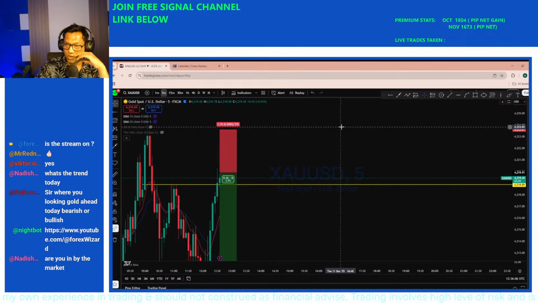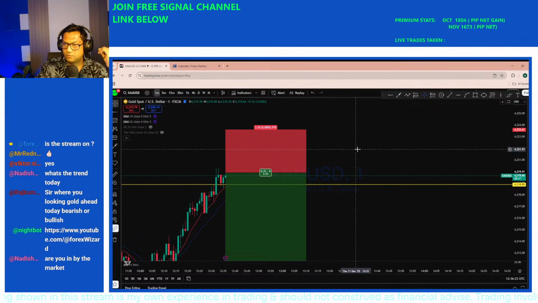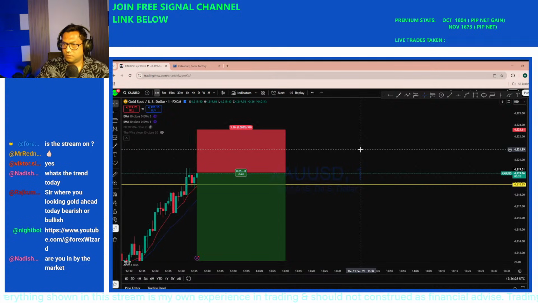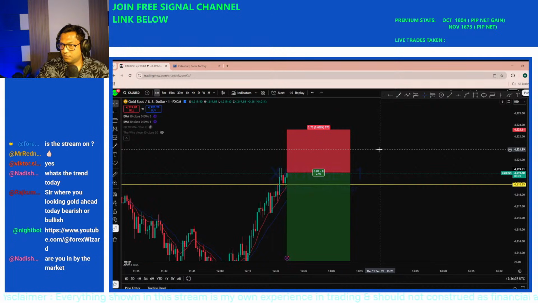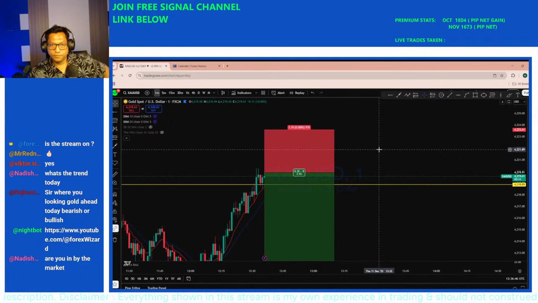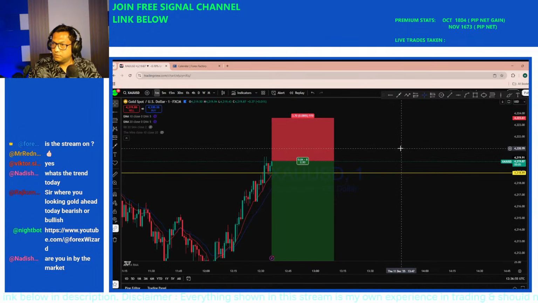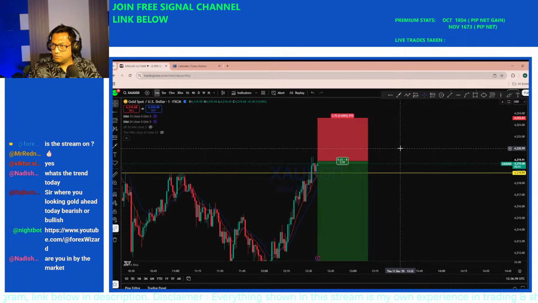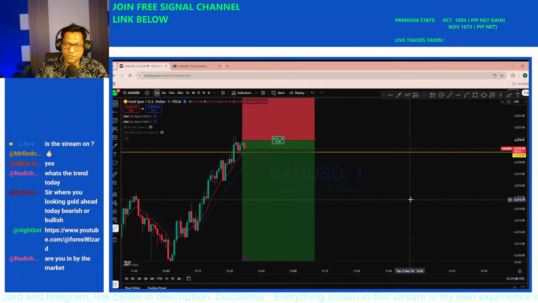And here looking at the lower time frame for the market to possibly drop back below, and we're going to see double top and drop. Let's see where the market is heading back.